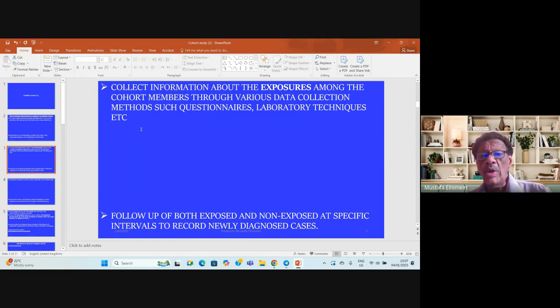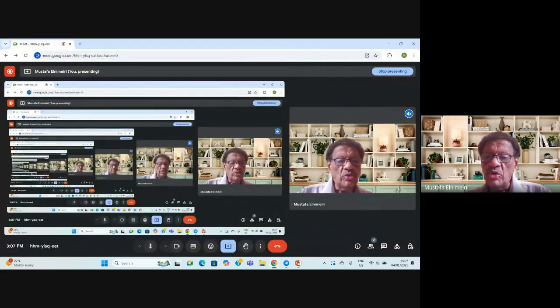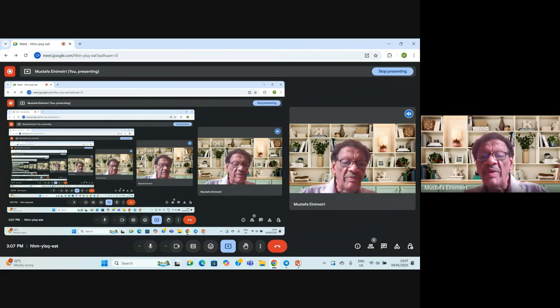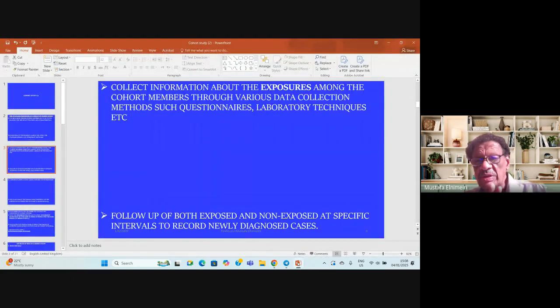And then we collect the information about the exposure, because we need to subdivide the cohort members into exposed and non-exposed: smokers and non-smokers, contraceptive users and non-users, and so on and so forth. This is very important among the cohort members, and we can use different data collection methods such as questionnaires, laboratory investigations, laboratory techniques, and so on.